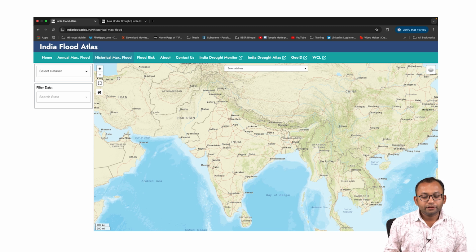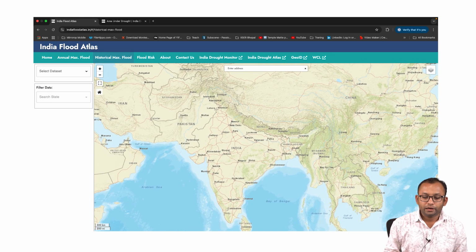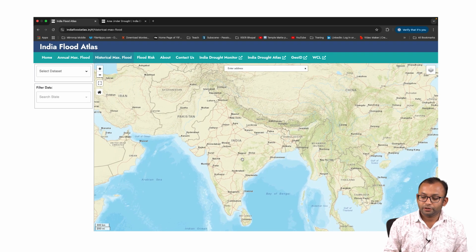This is the website which I suggested in the last lecture, the India Flood Atlas developed by IIT Gandhinagar. There are several tabs here, for example, maximum flood, historical maximum flood, flood risk and all that. We can first look at the historical maximum flood occurrence area in the Indian region. When I click this tab, it opens this page where you will see different Indian regions with city names, and some markings with lines.